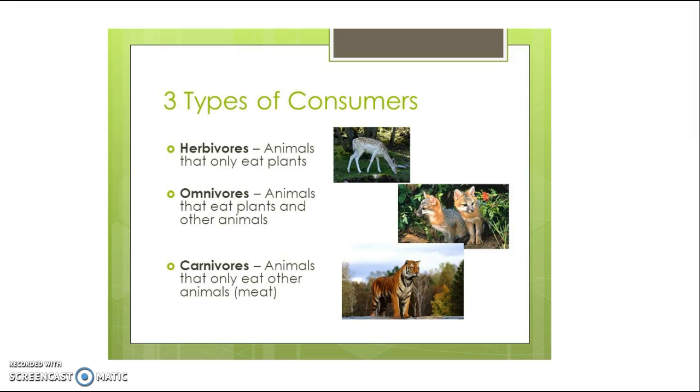Consumers. So we know consumers must feed on other things, but there are three types of consumers. We have herbivores. Those are the animals that eat only plants. Remember, plants or any kind of plant material. So we're talking about acorns, vegetables, fruits, parts of the tree like the bark, saplings, things like that. That falls under the category of being an herbivore.